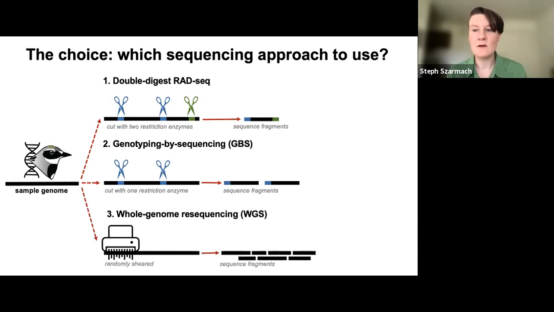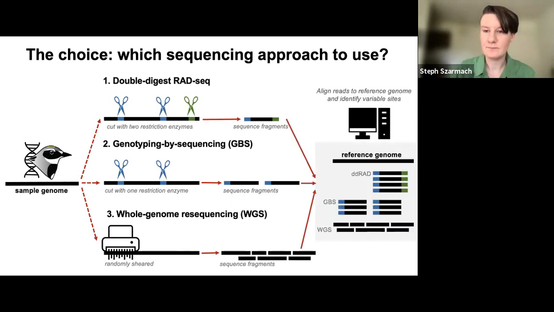The third method is whole genome resequencing, or WGS. The genome is randomly sheared, which we represent here with a paper shredder, and all of the fragments are sequenced. For all 3 methods, the fragment sequences are then aligned to a reference genome, and variable sites are identified for the downstream analysis.